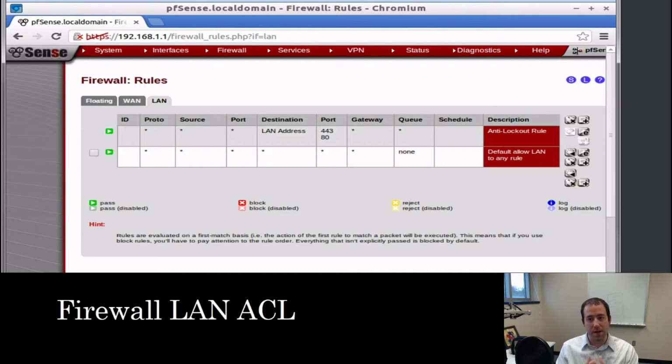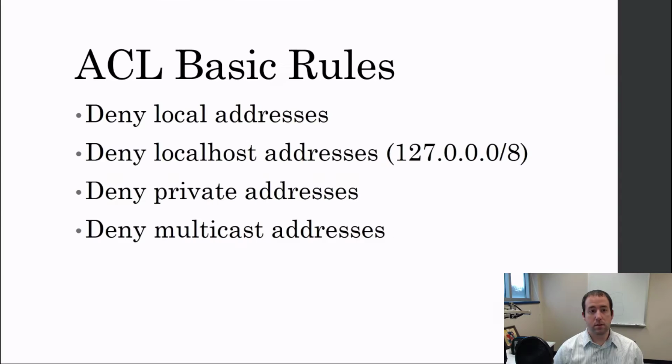And that's a problem. So you've got to watch out for that. Don't accidentally disable your access to a firewall. That's bad news. So what kinds of rules would you want by default in your access control list? Well, for one, you might want to deny local addresses.